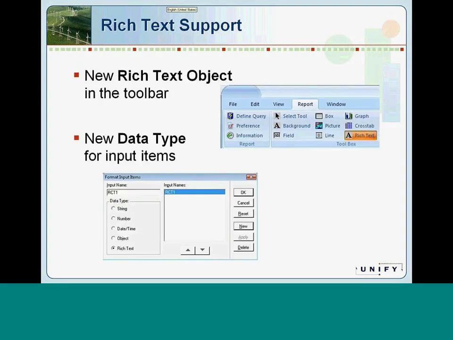There's now a rich text tool in the Report Builder palette. So you can place this on the report and it will render the rich text from your object or rich text data type in the input items. So that's why we now have this rich text one at the bottom of the second image here.